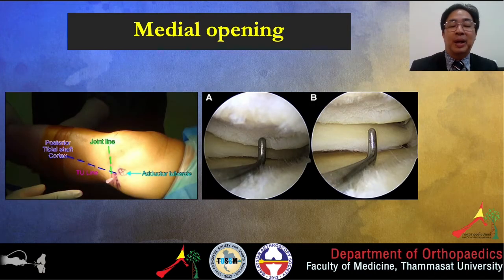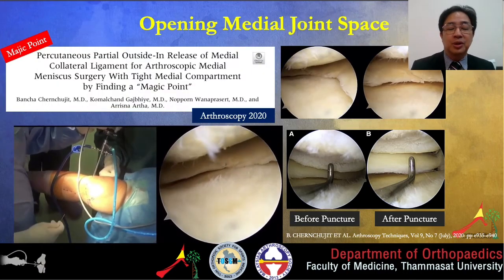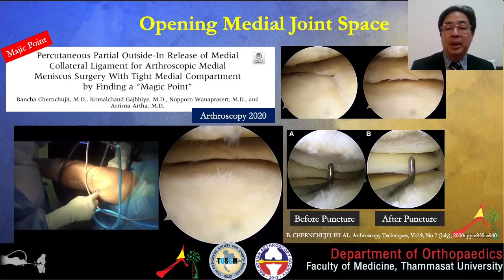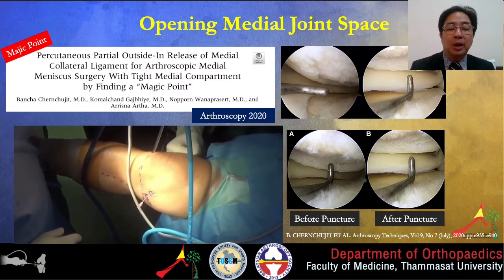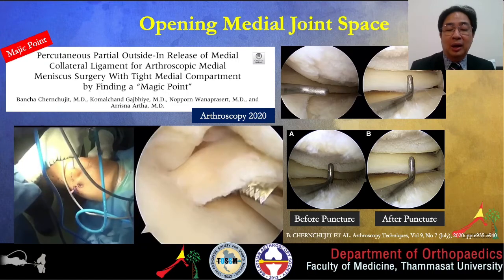The medial joint space always very tight during the surgery. This is a big problem during the surgery. I propose the technique to open the medial compartment we call magic point release. The landmark is 1.2 cm above the joint line, connecting to adductor tubercle.